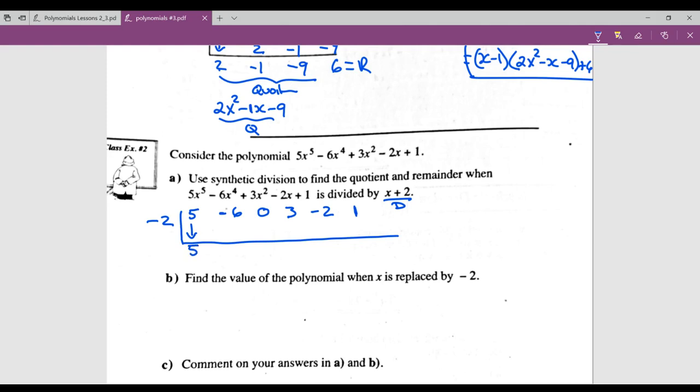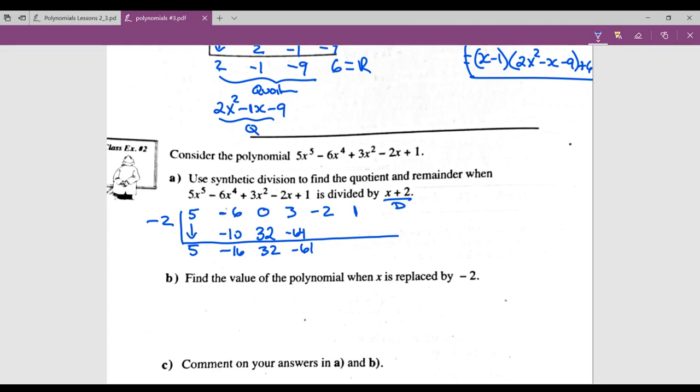5 falls down. -2 times 5 is -10. Add -6 and -10, -16. -2 times -16 is 32. 0 plus 32 is obviously 32. -2 times 32 is -64. Add -64 and 3, you get -61.